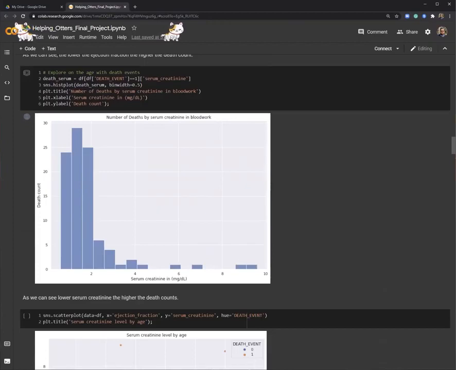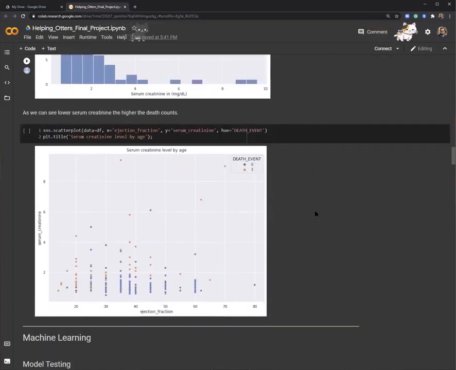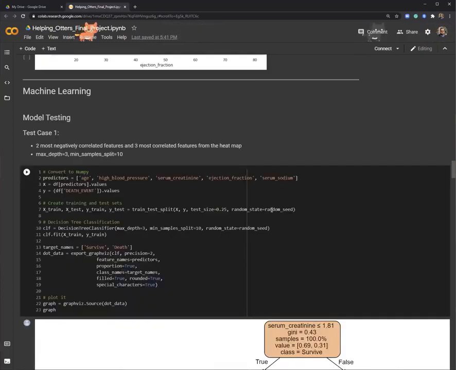Next, we plotted a histogram of serum creatinine levels and how they affect death count. We found that lower levels of serum creatinine resulted in higher death count. Serum creatinine is used to measure renal or kidney function. Then we plotted both of these highly correlated features onto one graph to see how they were both related to death events. We used the two most negatively correlated features and three most positively correlated features from the heat map.